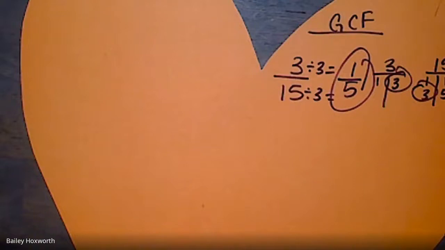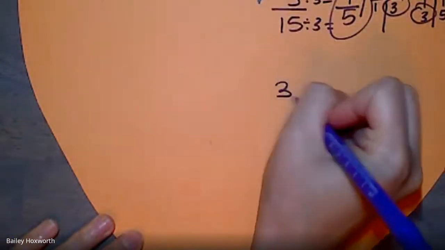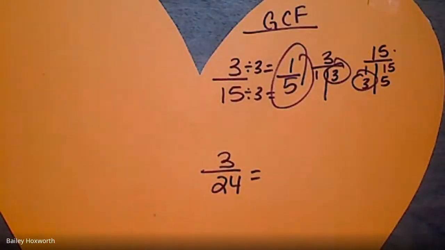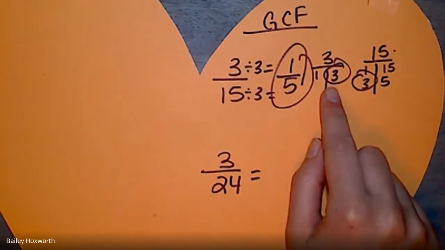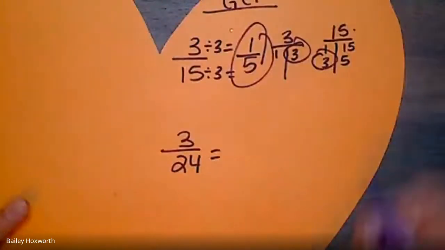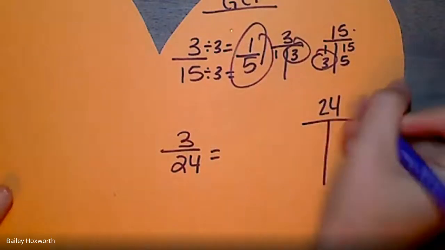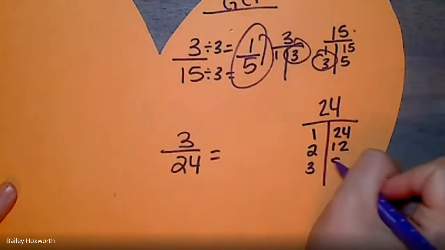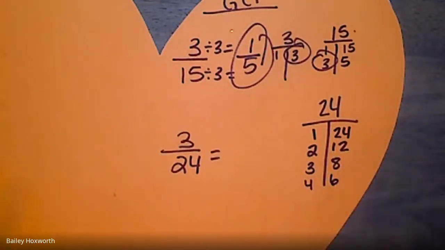Let's do one more. Let's do 3/24. I'm looking for the greatest common factor. I already have my factors for 3 written, so now all I have to do is write my factors for 24. I'm going to give you guys a shortcut. If 3 is the only greatest common factor that 1 and 3 have, or that 3 has, that means 3 has to be it for 24 as well. So let's just see out of curiosity. 24, I got 1 times 24, 2 times 12, 3 times 8, 4 times 6.